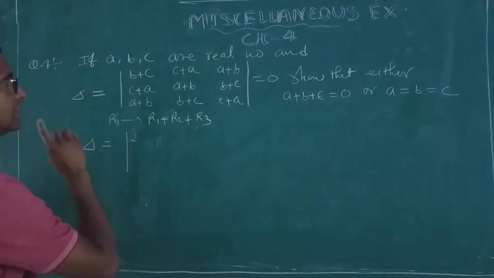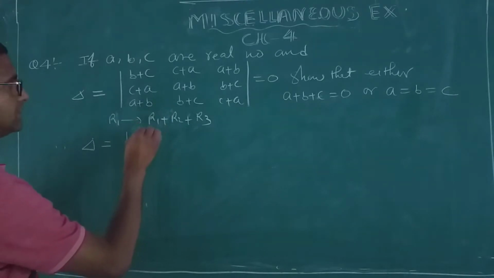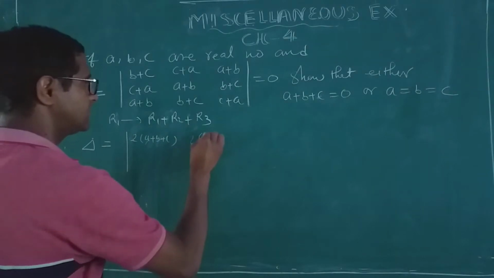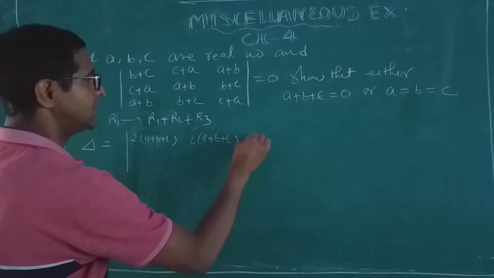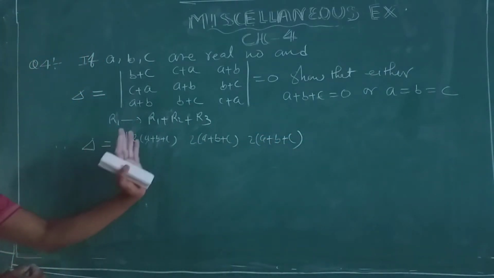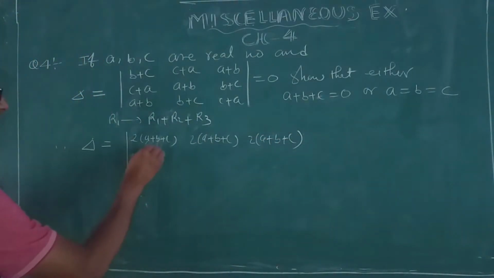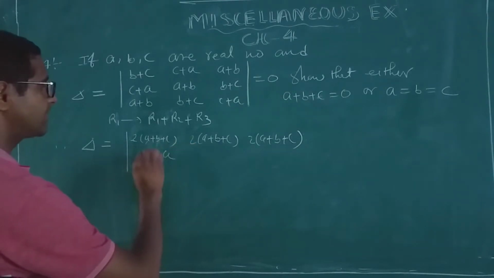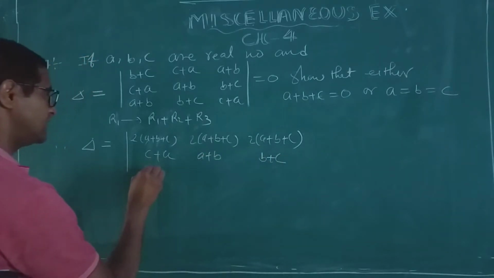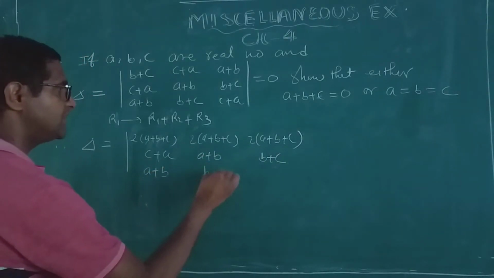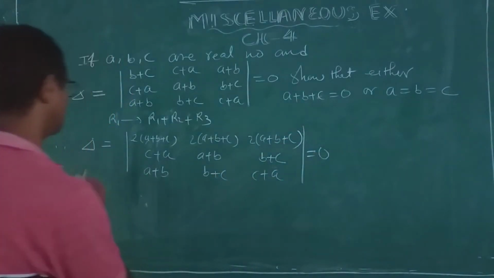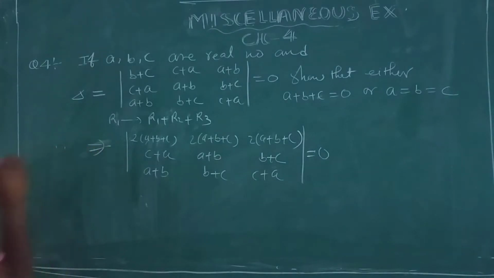twice (a plus b plus c), twice (a plus b plus c) and twice (a plus b plus c). All elements of the first row will be identical. Just copy the second row elements c plus a, a plus b, b plus c, and the third row a plus b, b plus c, c plus a, equal to 0. It is giving you this equal to 0.